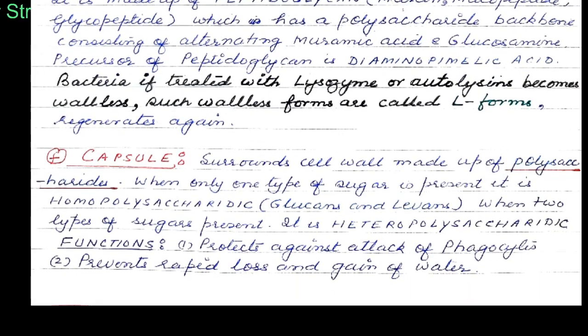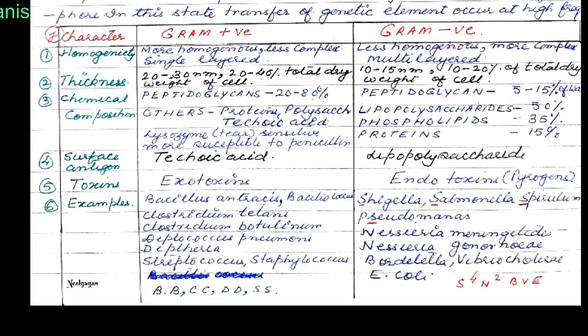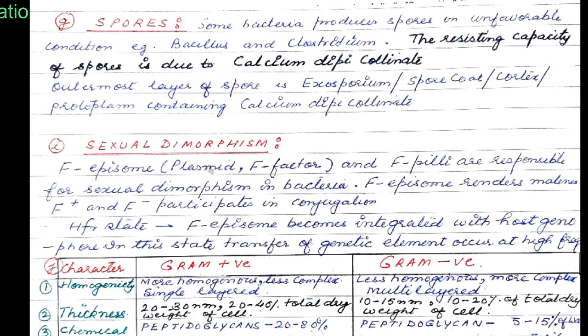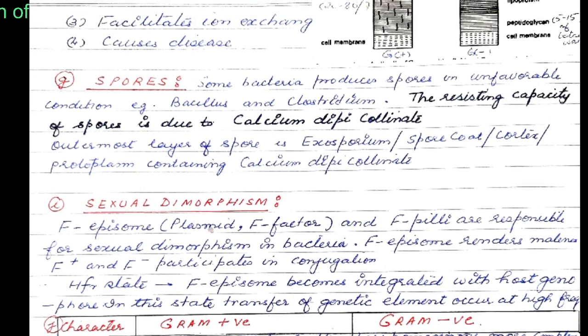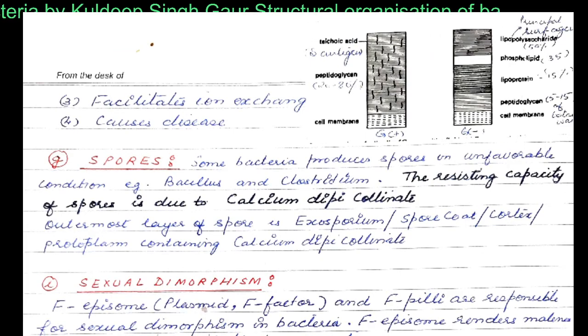It prevents the bacteria from attacks of the phagocytes and prevents the rapid loss and gain of water in the bacterial cell. The capsule also facilitates ion exchange, and the virulent capacity of the bacteria is because of the presence of the capsule.